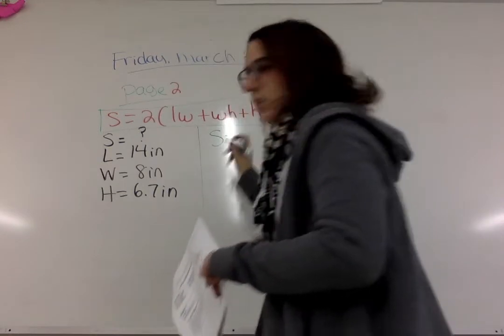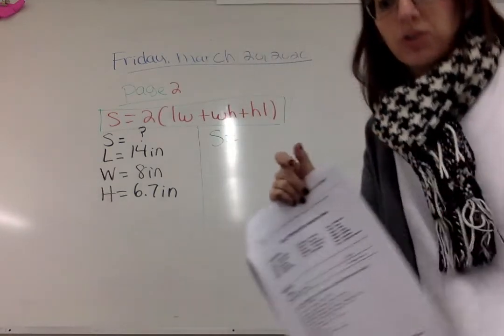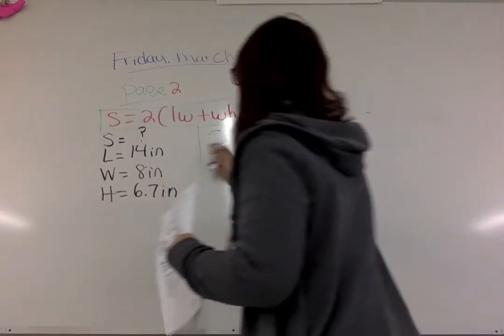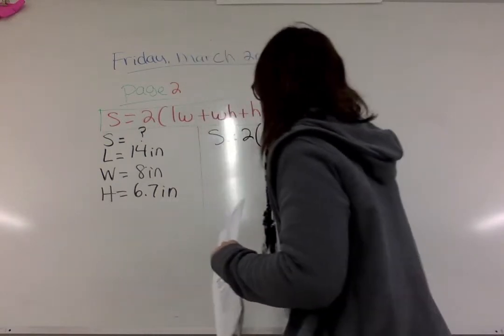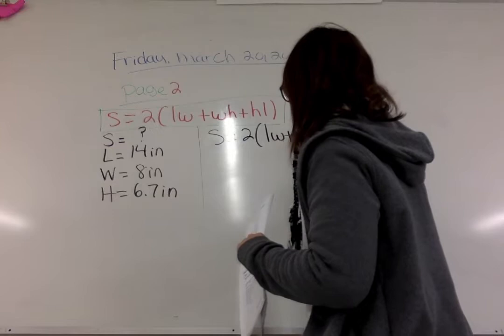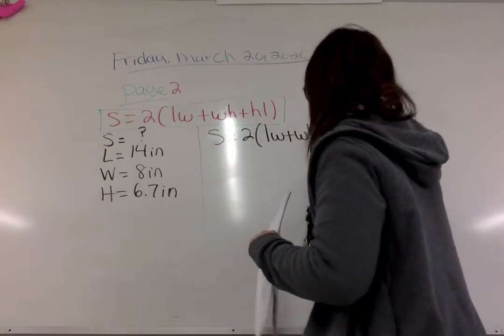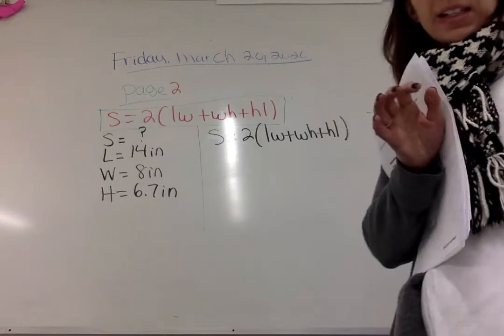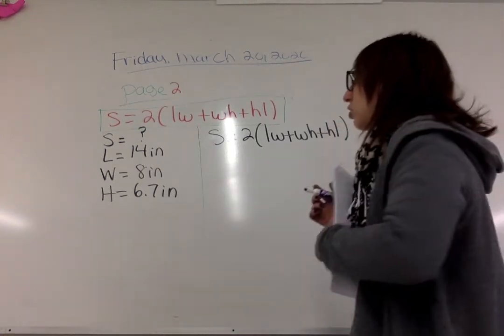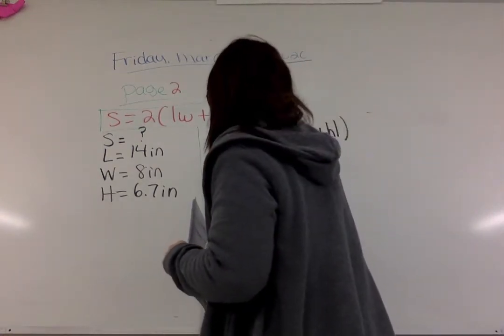Surface area is equal to, I'm going to change the marker so you can see it better. Let me rewrite that. S is equal to 2(LW + WH + HL). Close the parentheses. Now on the next line, I'm going to substitute the numbers in the correct spot. I don't know the surface area.